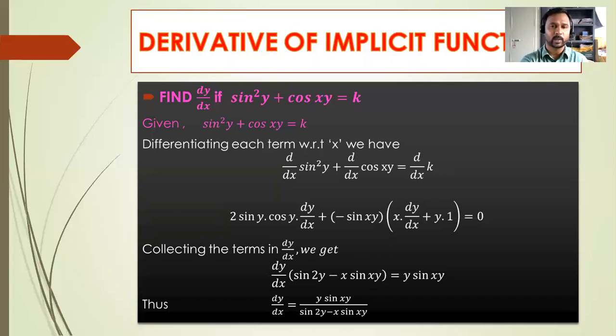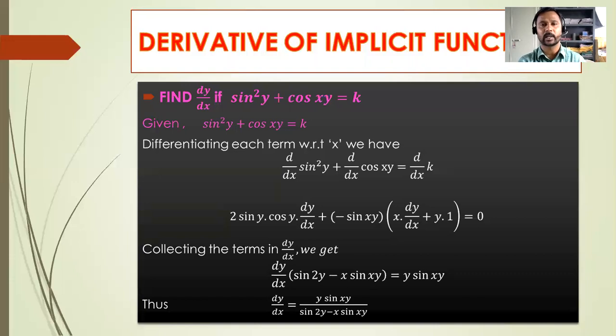So that is the part you have to take much care. Plus derivative of cos of xy. Derivative of cos is minus sine. Therefore, cos of xy derivative is minus sine xy into, now xy is applying product rule, it is x into dy by dx plus y into 1, is equal to right side derivative of k. K is a constant, so it is equal to 0.